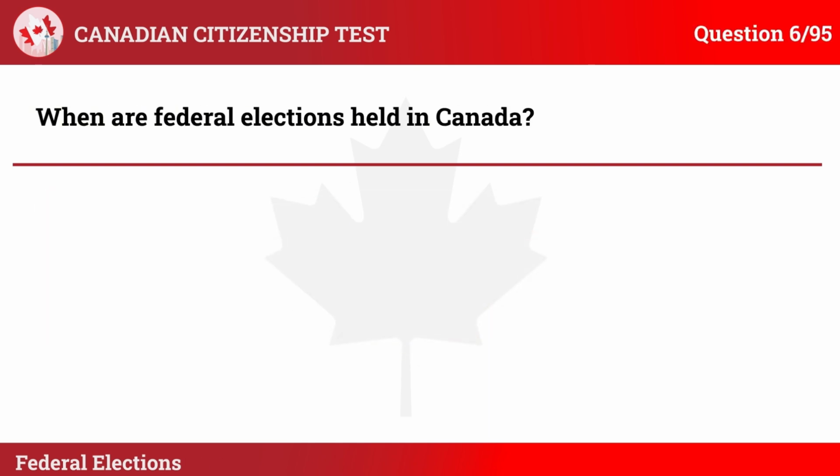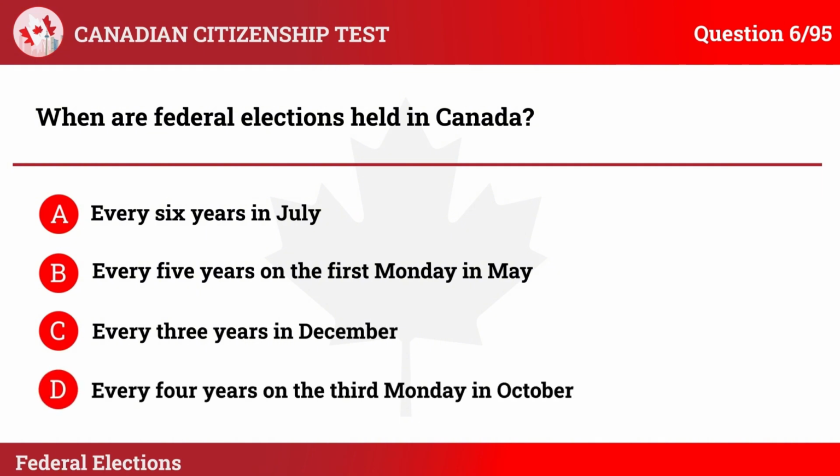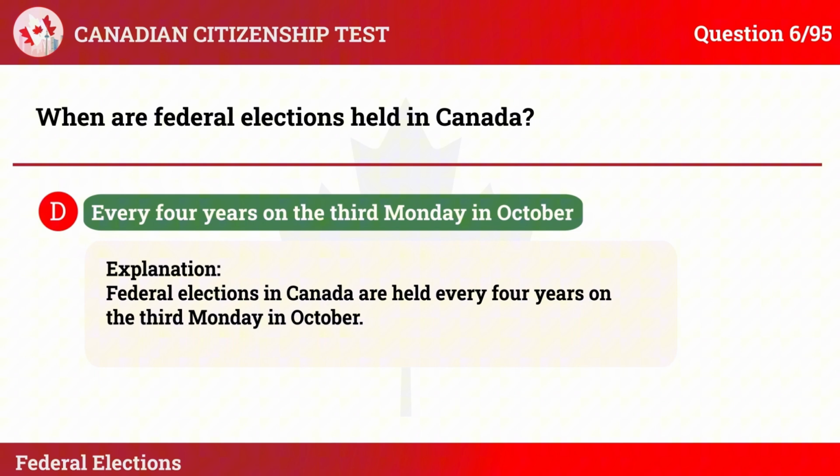Question 6. When are federal elections held in Canada? A. Every 6 years in July, B. Every 5 years on the first Monday in May, C. Every 3 years in December, D. Every 4 years on the third Monday in October. The correct answer is D. Every 4 years on the third Monday in October. Explanation: Federal elections in Canada are held every 4 years on the third Monday in October.